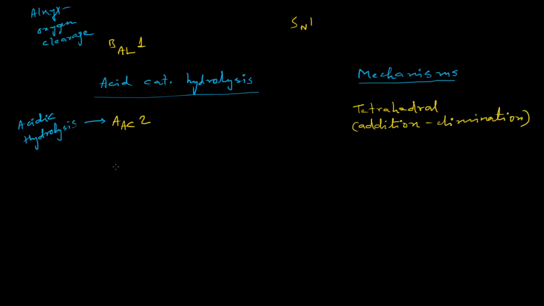The second category is AAC1, and the reaction proceeds via the SN1 mechanism. The third category is AAL2. Here AL suggests the alkyl oxygen cleavage, and the mechanism will proceed via the SN2 mechanism. And the last one is AAL1. This was 2 and this is 1, and the mechanism will obviously be SN1. So these are the 8 types of mechanisms for ester hydrolysis. So now let us consider them one by one.